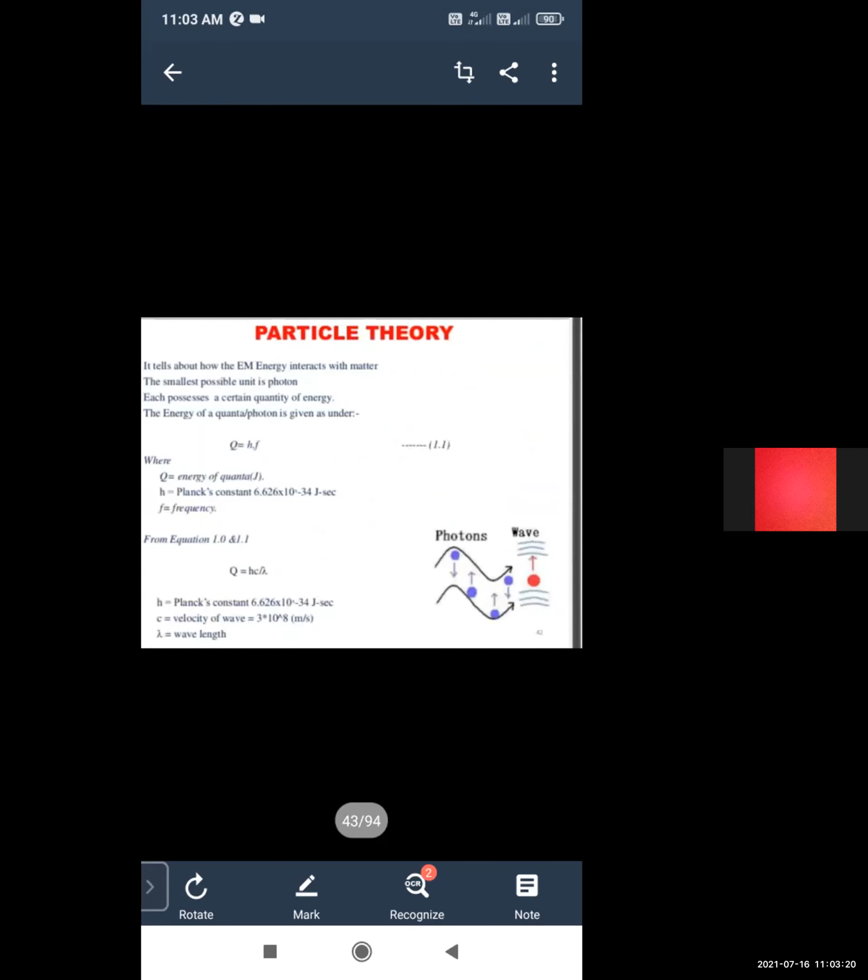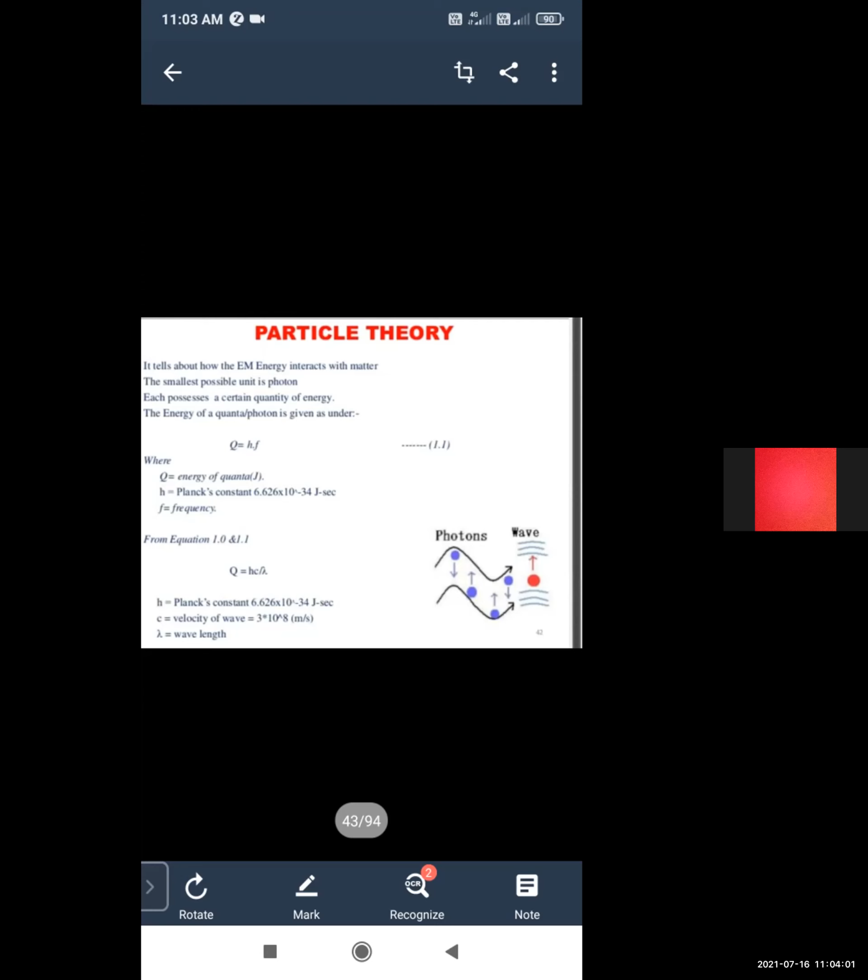Next is the electromagnetic wave based on particle theory. Particle theory we have already studied, that is the photon theory. Photon or quanta is a small packet of energy. Particle theory tells about how electromagnetic energy interacts with matter, and the smallest possible unit is called a photon or quanta. Each possesses a certain quantity of energy, and lots of photons make a wave.